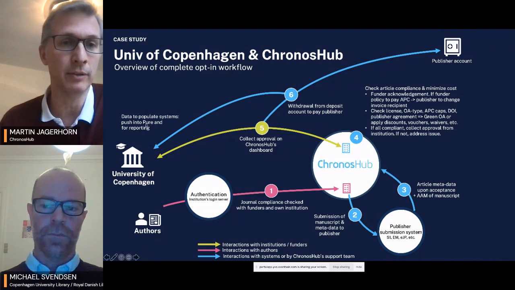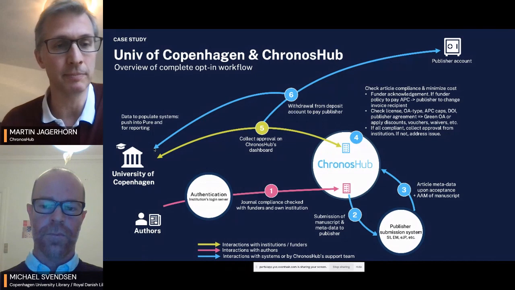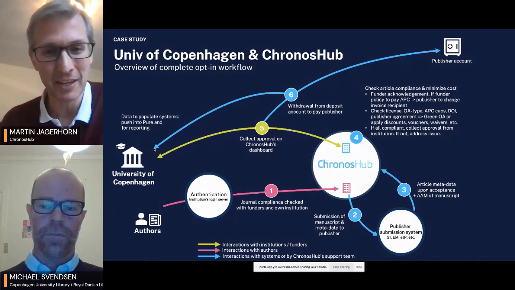And we have prepared the ground for them pushing all of this data, writing the data directly into Pure. But this is now an ongoing process that we are intensely looking forward to.